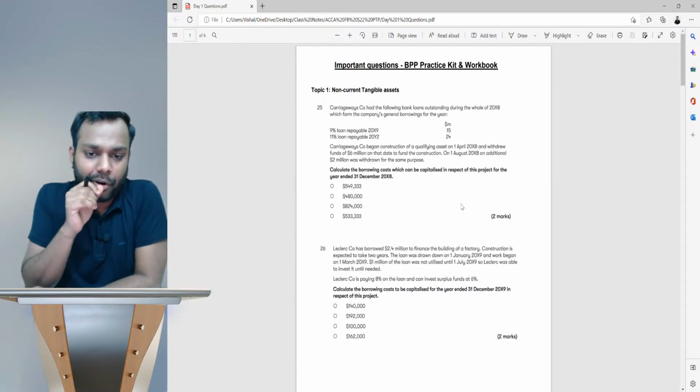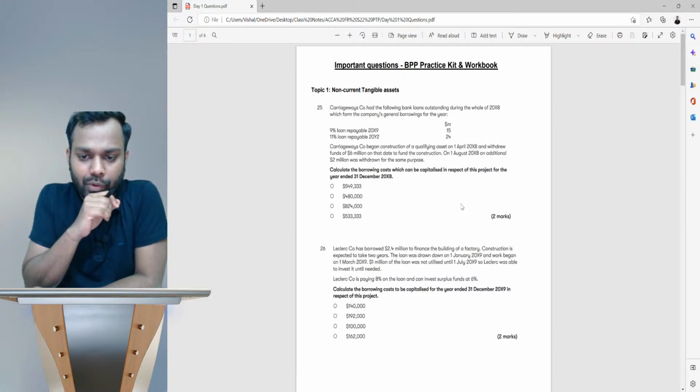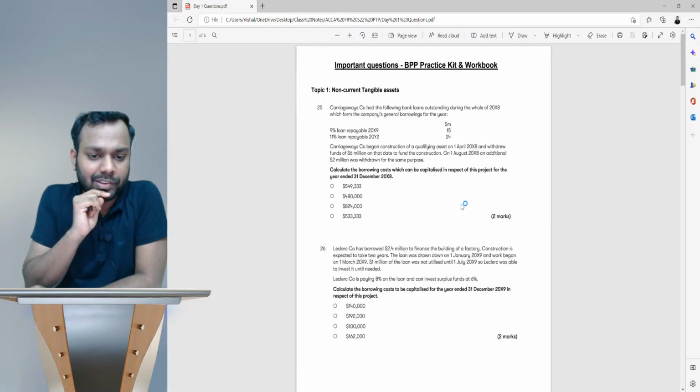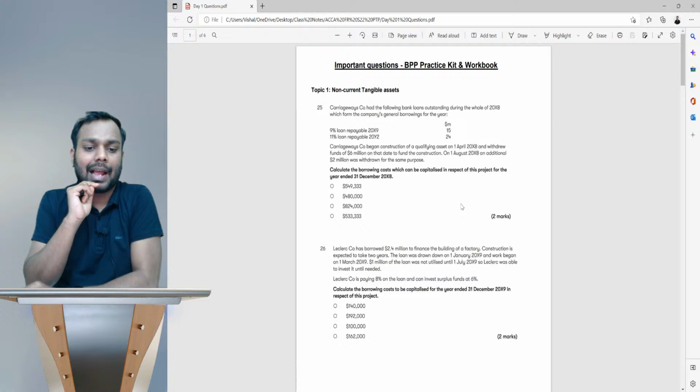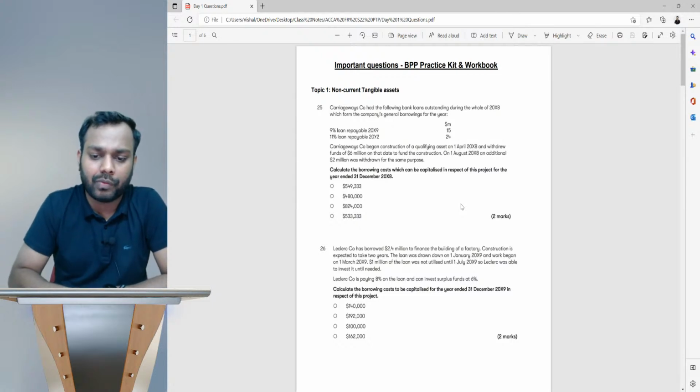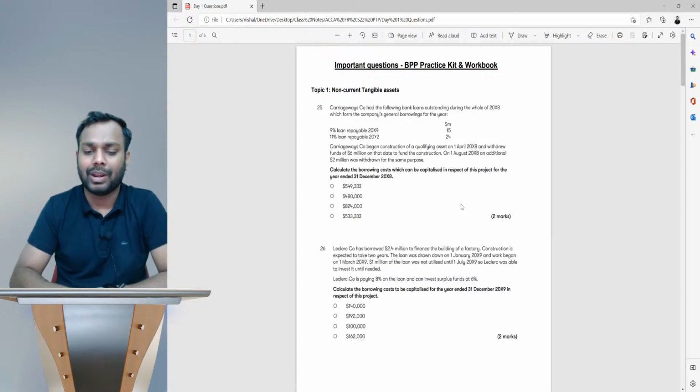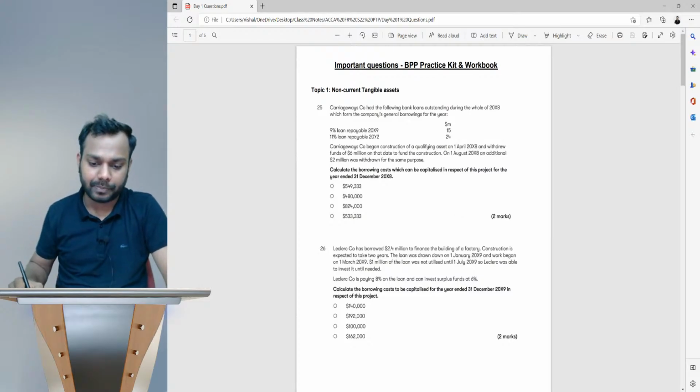Carriageways had the following bank loans outstanding during the whole of 20x8. A 9% loan, the amount is 15 million. An 11% loan, the amount is 24 million. Carriageways began construction of a qualifying asset on 1st April 20x8 and withdrew funds of 6 million on that date to fund the acquisition. On 1st August 20x8, an additional 2 million was withdrawn for the same purpose. Calculate the borrowing cost which can be capitalized in respect of the project for the year ended 31st December 20x8. Let's solve it.